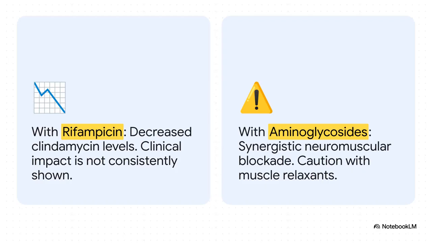Now, what about drug interactions? There are 2 big ones to keep in your head. First, rifampicin. If you give it with clindamycin, it can actually lower the clindamycin levels in the blood because it revs up the CYP3A4 enzyme. Now, the studies are a bit mixed on whether this actually leads to treatment failure, but it's something to know. The other one is more acute, aminoglycosides. Put them together with clindamycin and you can get a synergistic effect on neuromuscular blockade. So if your patient is getting muscle relaxants, you have to be extremely cautious.